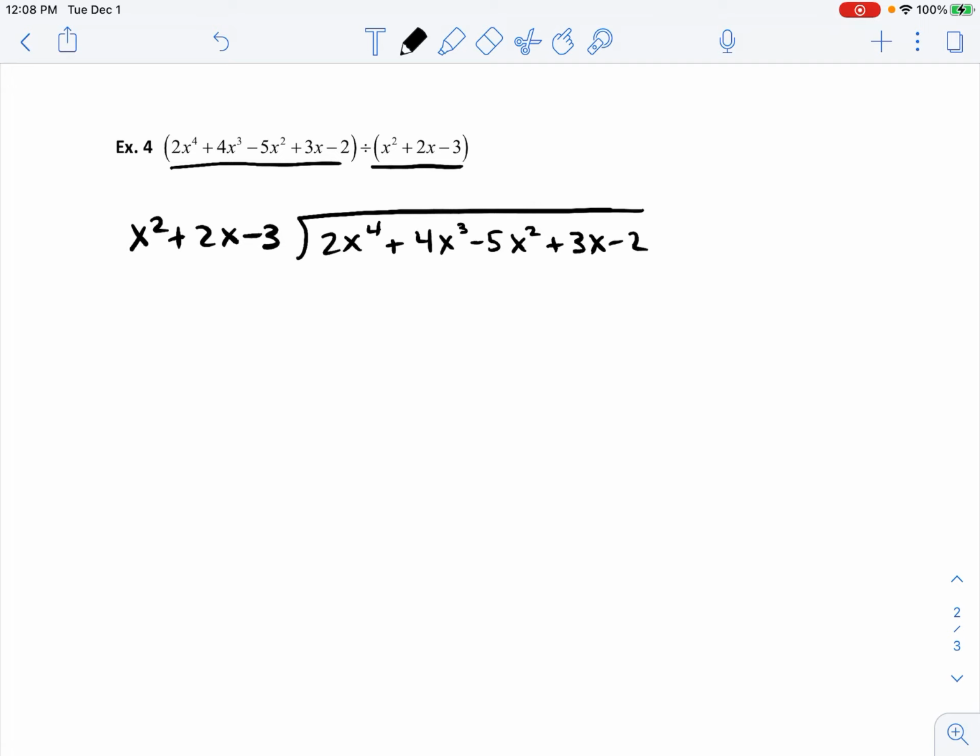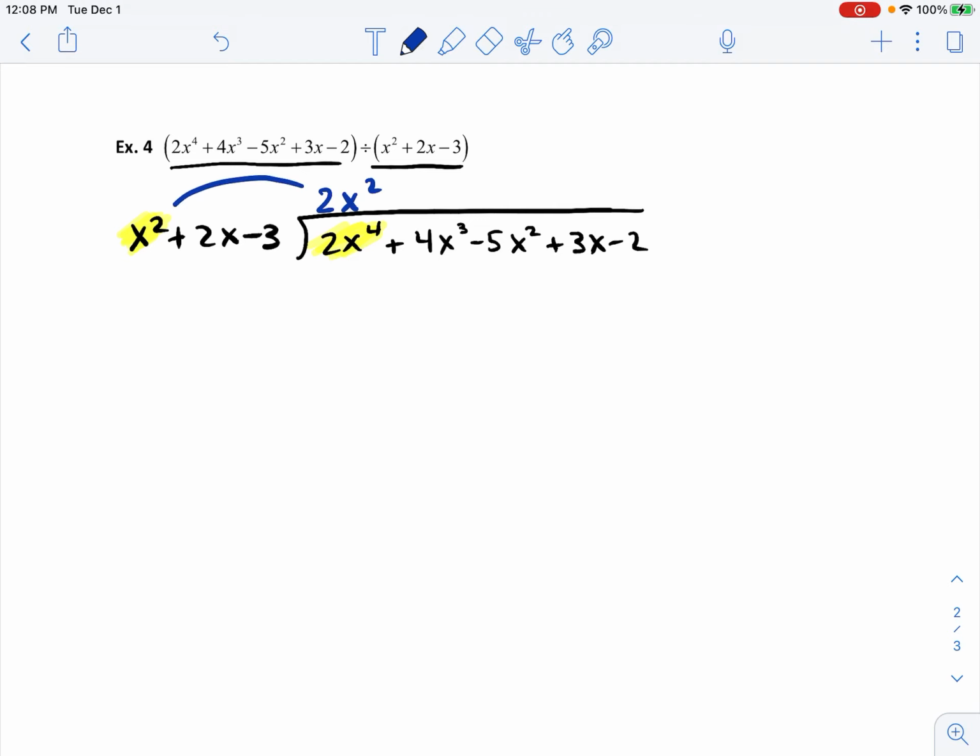Now, don't panic when you're dividing by something huge. It's not a big deal. Basically, you're going to do the same thing. You're going to look at the first term of each polynomial, and you're going to ask yourself, what do I have to multiply x squared by to get 2x to the 4th? Well, in this case, I need to multiply it by 2x squared. Okay, and let's go ahead and do that.